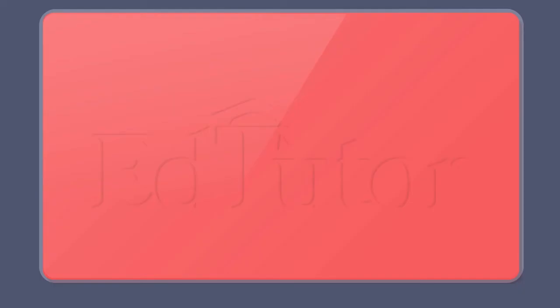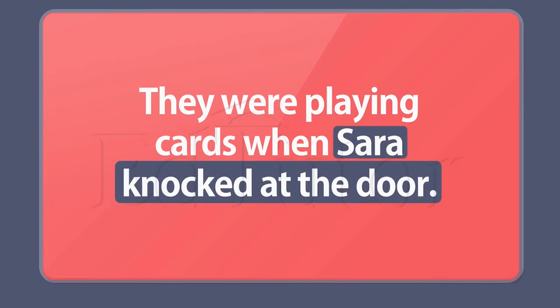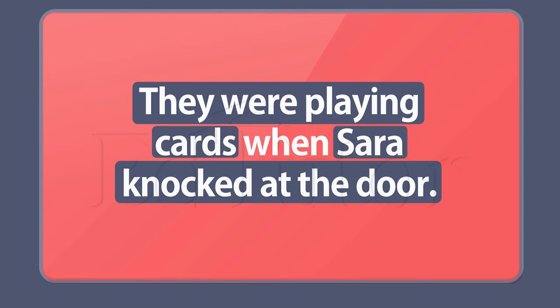When combining these two tenses, we can see that the action in past simple occurred in the middle of the activity in the past continuous tense. We can frequently use these tenses to express one activity interrupting another. Let's see one more example. They were playing cards when Sara knocked at the door. Notice here, we use the simple past tense to denote the action Sara knocked at the door, which happened in the middle of the other event, they were playing cards, which is in the past continuous tense.